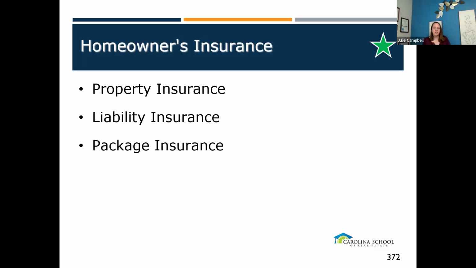Liability insurance protects the insured from losses or damages caused by a third party or to the third party when you're on my property. Package insurance then combines the two. Most of us have a packaged insurance where the property and the people are covered in the event something bad happens.